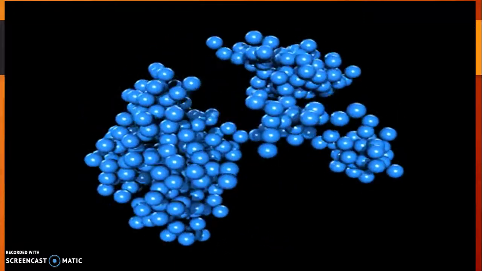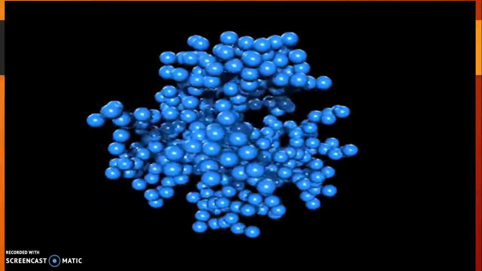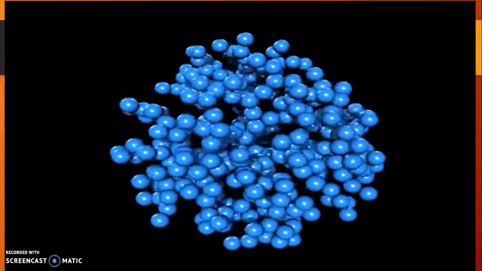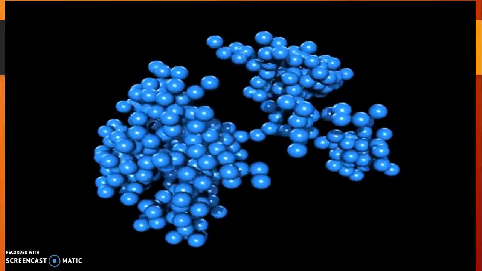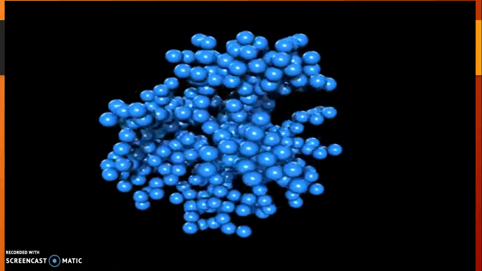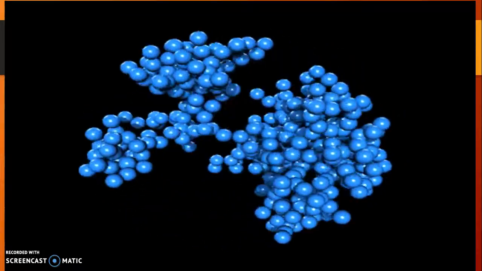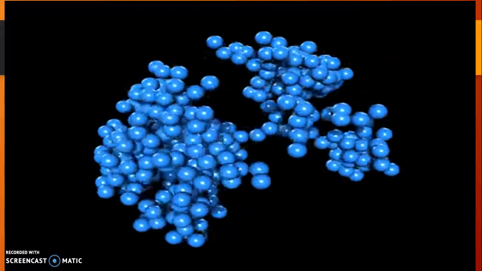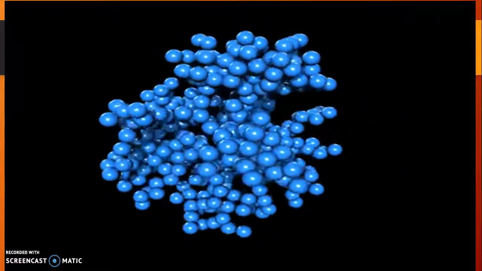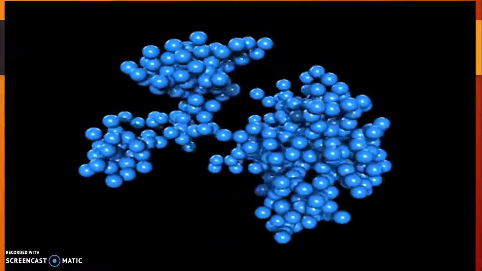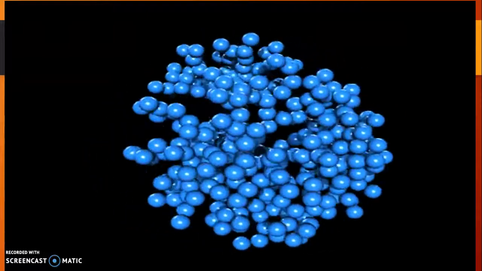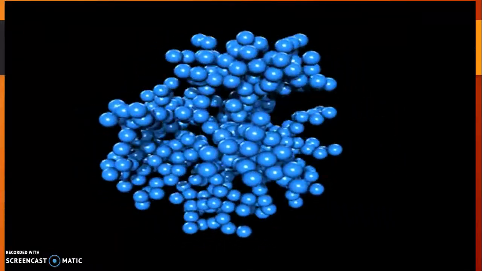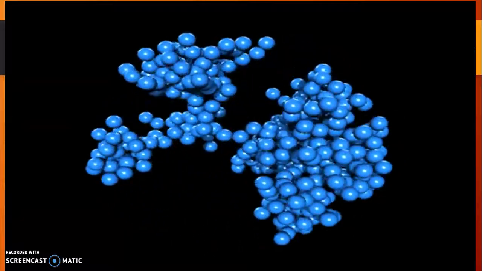So proteins, if you remember, we have learned in the chapter on macromolecules. Proteins are macromolecules, also polymers, which are made from small subunits called monomers, and the monomers for proteins are the amino acids. If you look at this structure which is rotating, it is made up of small ping pong shaped balls, and each unit we call an amino acid.